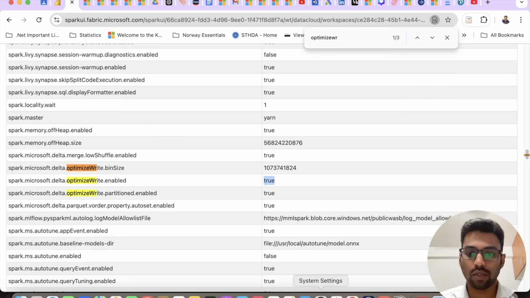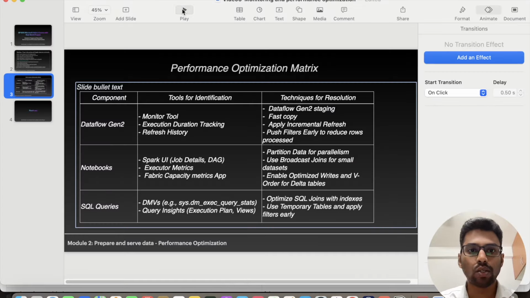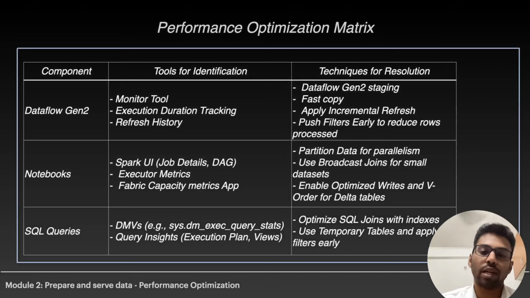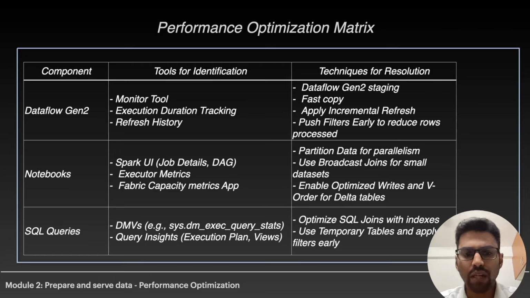Okay, so let me come back to the presentation. So we so far looked at how you can apply different techniques in Dataflows Gen2 to improve the performance when you're looking at larger data sets, and also when you're using Spark notebooks, how you can partition the data for parallelism, and also we looked at optimized writes and VORDER for delta tables as well.